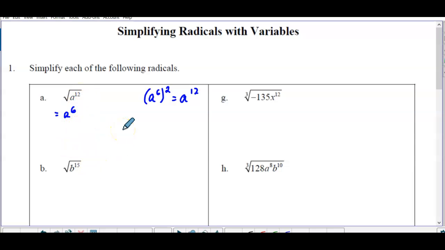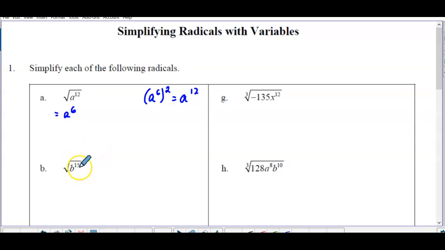It doesn't state in this question to define the values of the variables, so we don't have to in this case. If a was negative, it would work out okay, because this would be a positive. So just be aware of that.